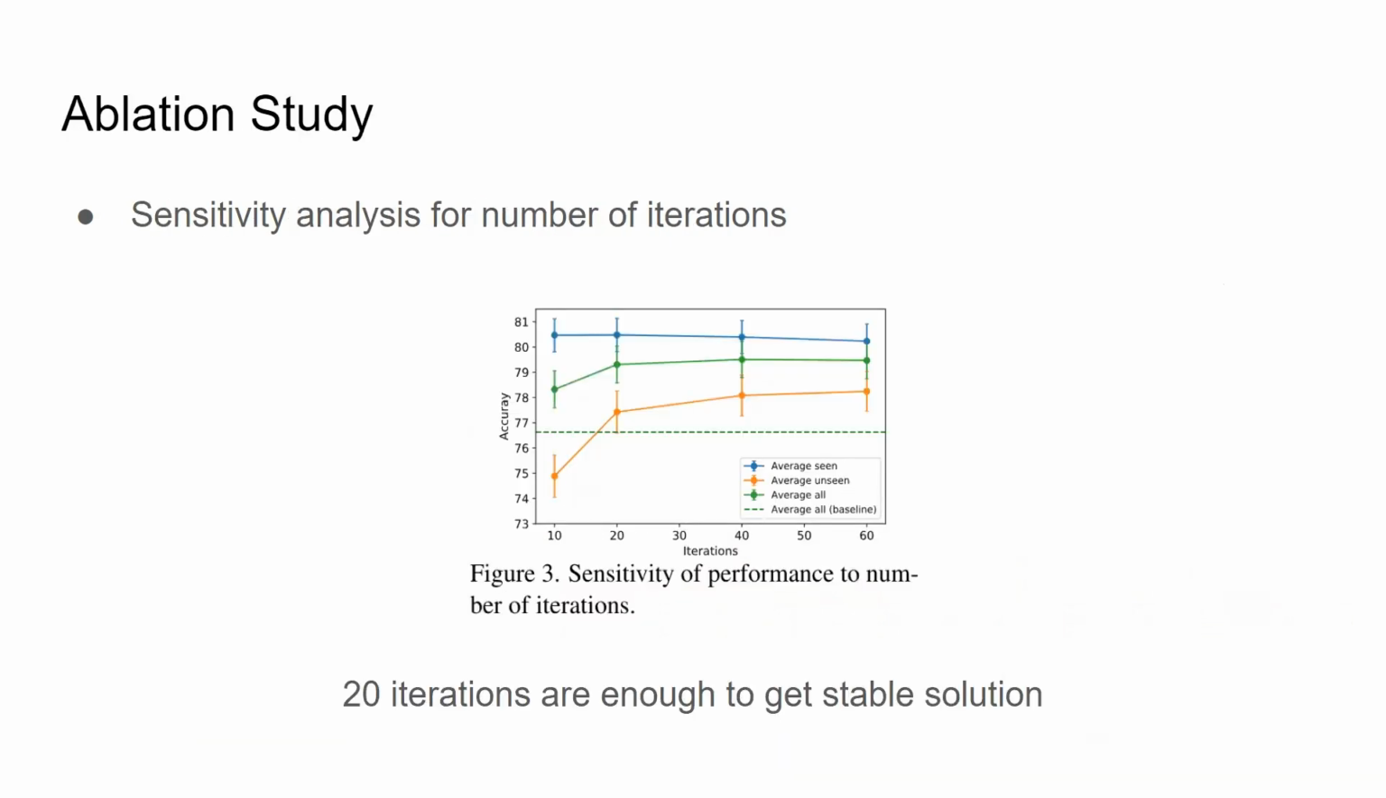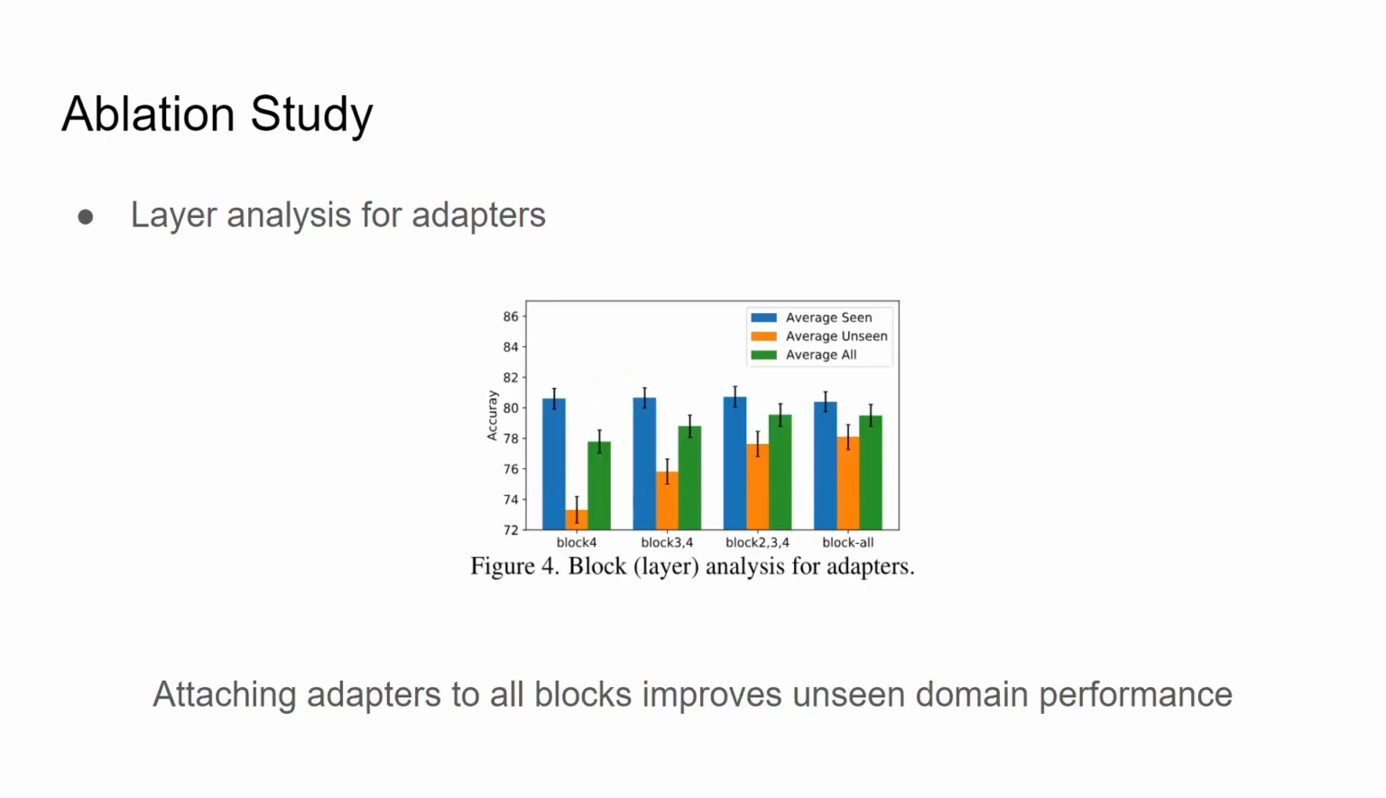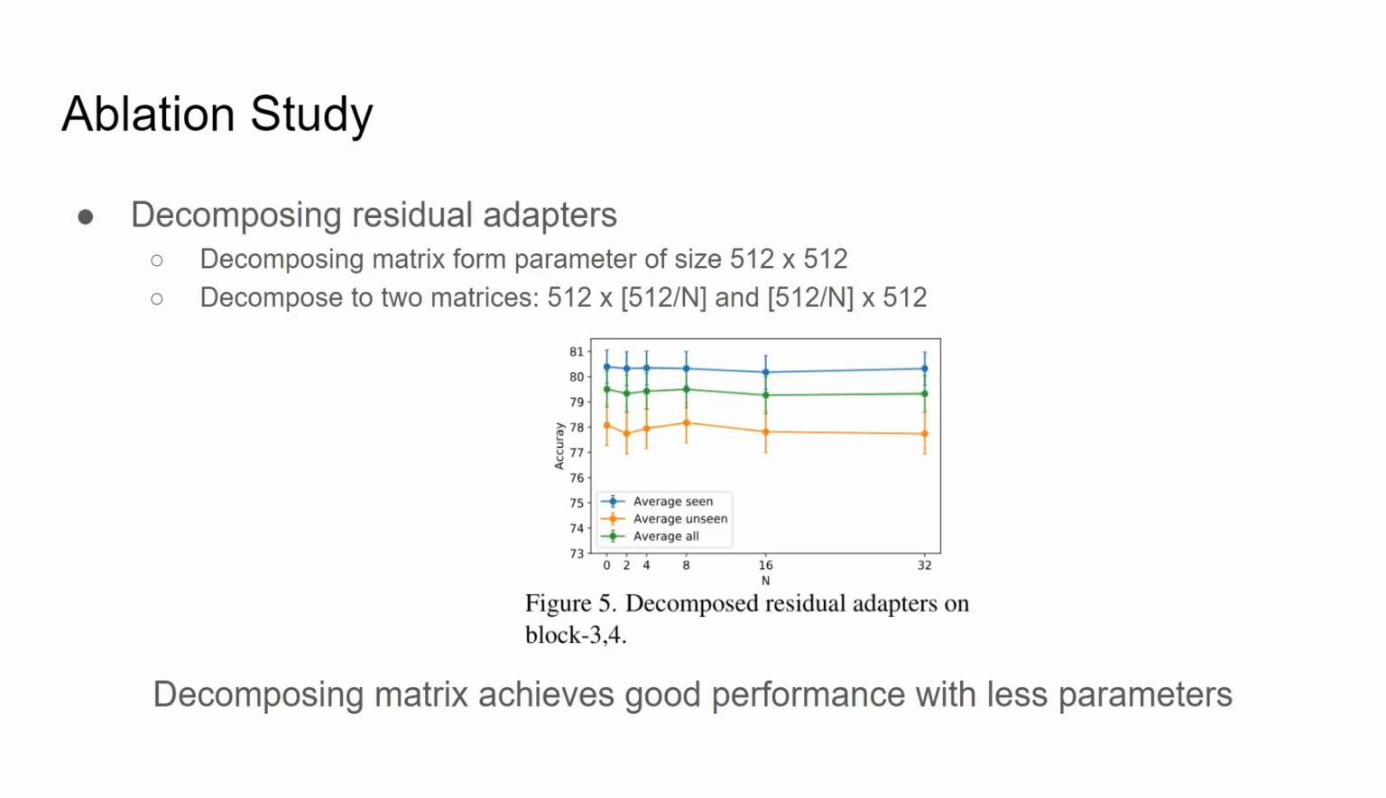There are some ablation studies. First, they found that 20 iterations are enough to get a stable solution. Next, they tested the effect of attaching the adapters only to some blocks and found that more adapters improved performance for unseen domains while maintaining performance for seen domains. Finally, they decomposed a matrix form adapter as a product of two matrices and observed its effect. As a result, we can reduce the number of parameters without a performance drop.